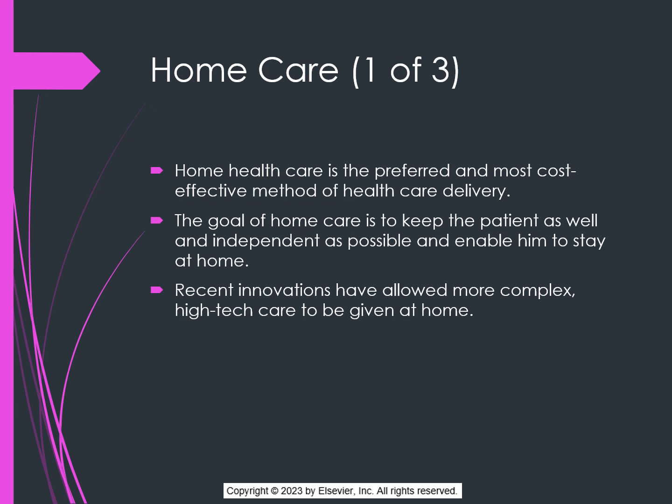Most care in the community setting is given by home health and/or hospice agencies. Home health care is the preferred and most cost-effective method of healthcare delivery. The goal of home care is to keep the patient as well and as independent as possible, and to enable them to live at home. The LPN needs to have 1 year of experience working in an acute care facility before they can work in home care in most states.